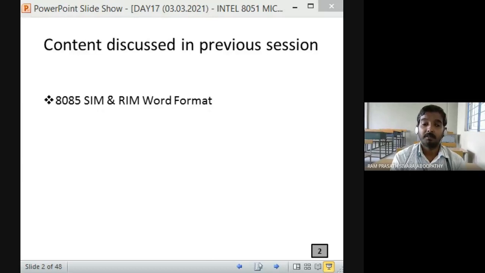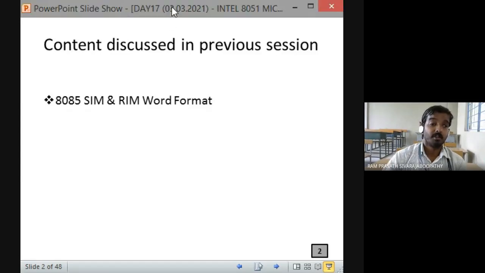Before executing the SIM instruction, where must the SIM word format be present? In the register, the SIM word format must be stored. Yes, very good, the accumulator. Thank you. What about RIM? What is the purpose of the RIM instruction? To know the status of the pending interrupts as well as the status of the interrupts which are masked.